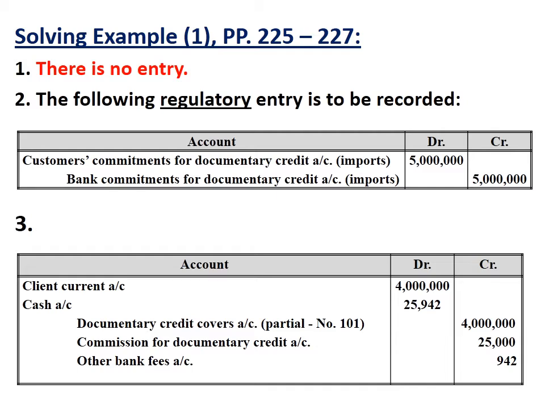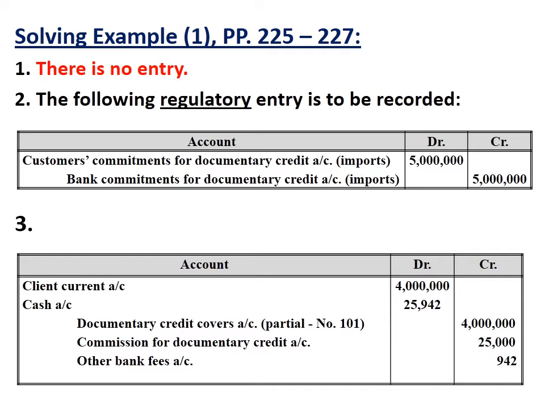So when the bank asks him to pay the remaining 1 million, he has to pay this 1 million. Also, he has to pay a commission to open the documentary credit equal to 0.5% of the credit value. The credit value is 5 million, so we will multiply by 0.5% of the credit value, in addition to other banking fees amounting to 942 Egyptian pounds in cash. So he will pay the fees and the commission in cash.